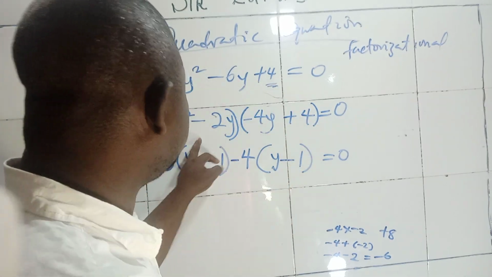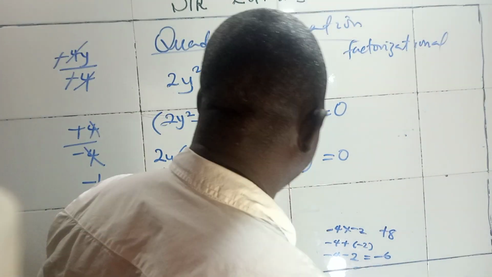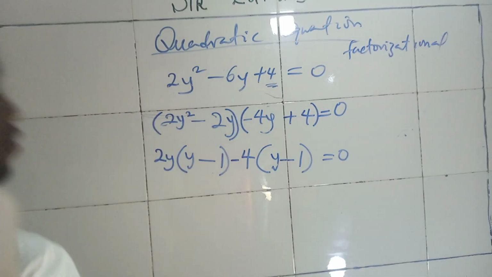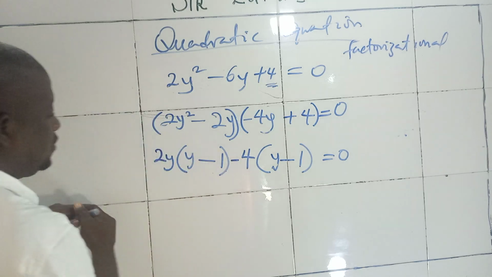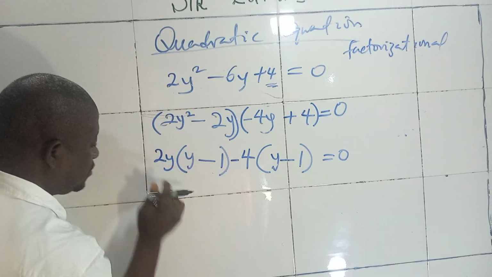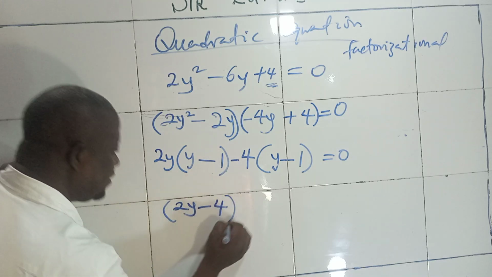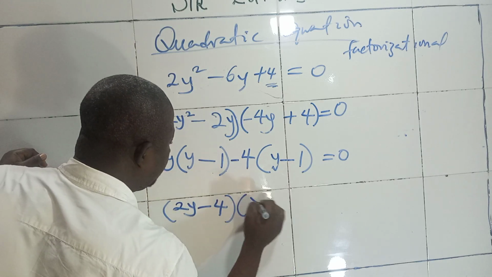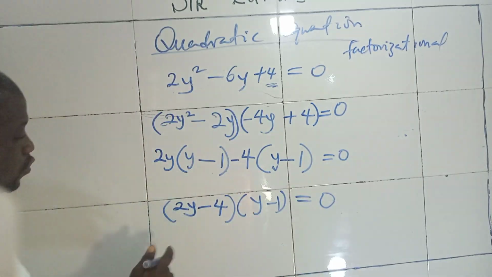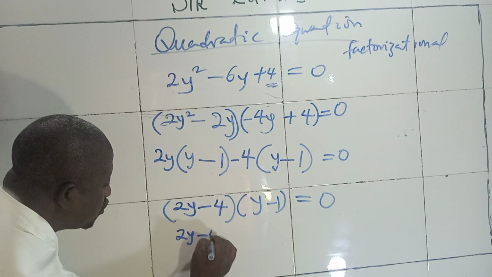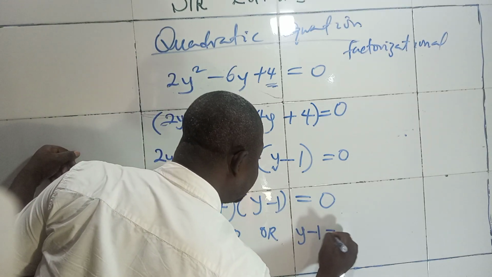After you have done your factorization, this bracket must be the same, because you are picking one out of the brackets. The ones that we have outside will now have a bracket. You are picking one of these. This is 2y minus 4. You bracket it. Then you pick one out of the brackets. So 2y minus 4 times y minus 1 is equal to 0. So you now equate each to 0. You now have 2y minus 4 is equal to 0, or y minus 1 is equal to 0.